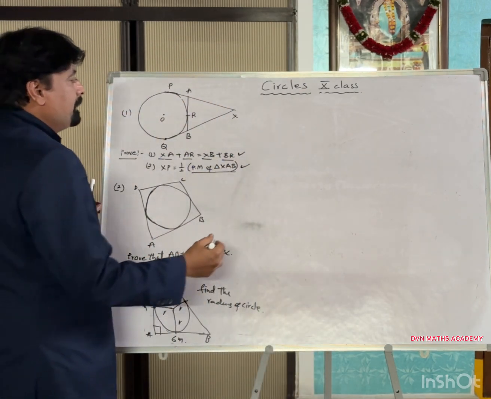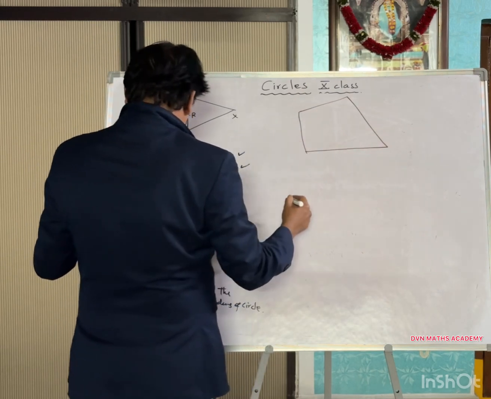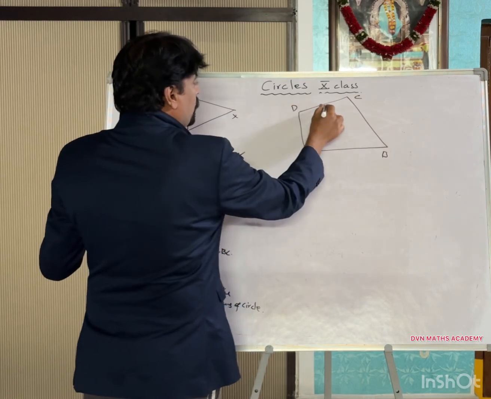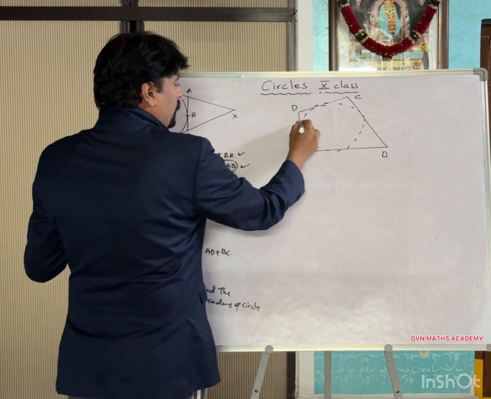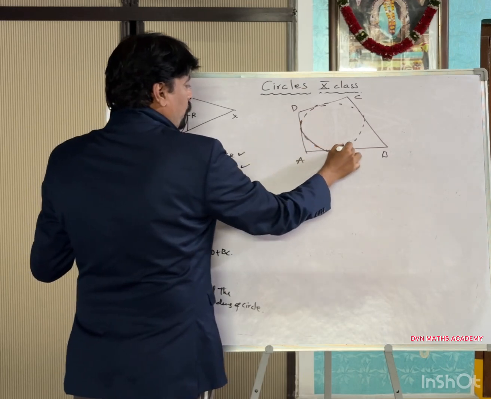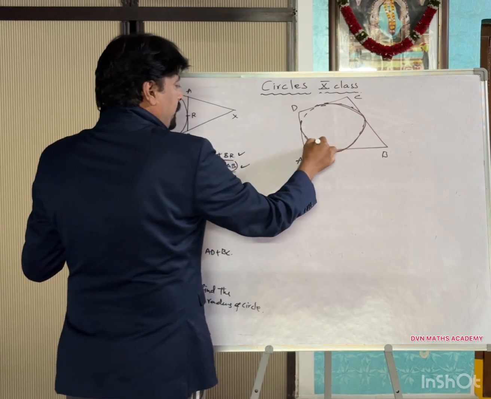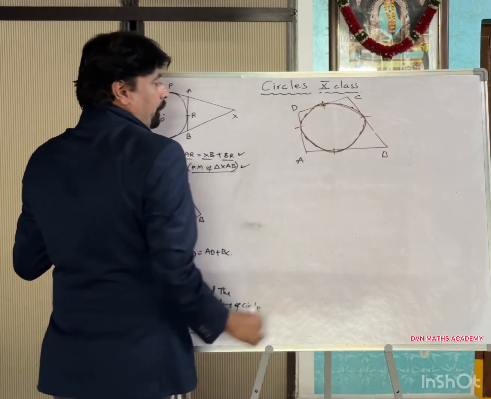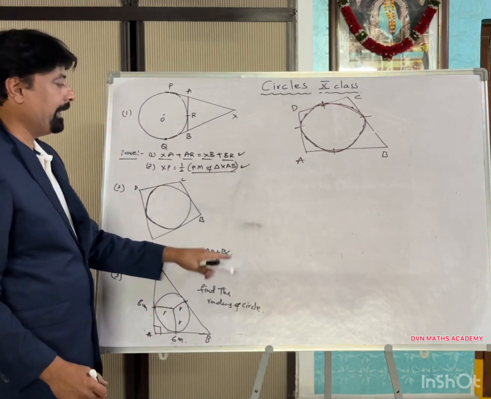The second question is about any quadrilateral. For example, this is the quadrilateral ABCD. A circle is inscribed, which means it is touching all 4 sides at one point each. So this is one point, this one point, and this one point. First, it says prove that AB plus CD is equal to AD plus BC.